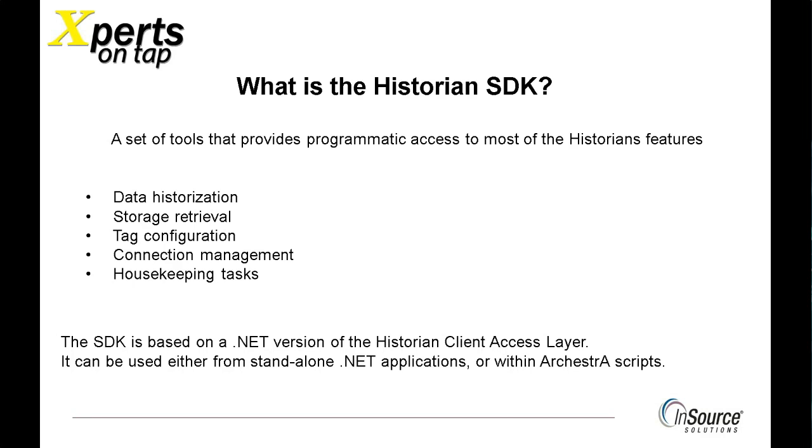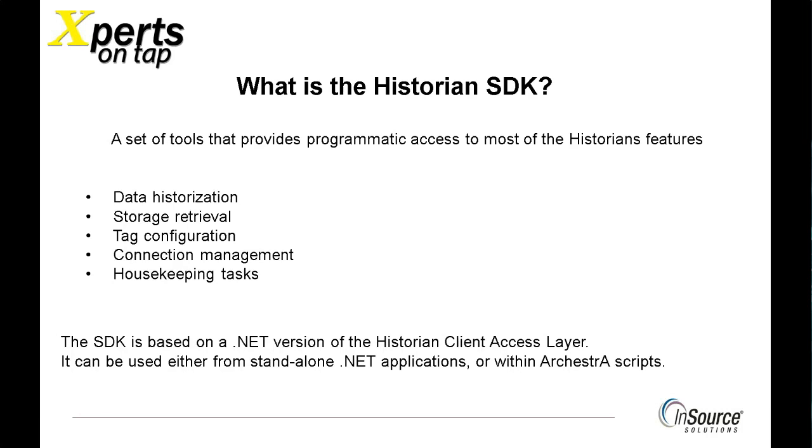It does this by exposing methods or functions for most of the historian features, such as data historization, storage retrieval, tag configuration, connection management, and miscellaneous housekeeping tasks. The Historian SDK was the only toolkit to receive an update in 2020 and is based on a .NET version of the Historian Client Access layer. It can be used from either a standalone .NET application or within Orchestra scripts.